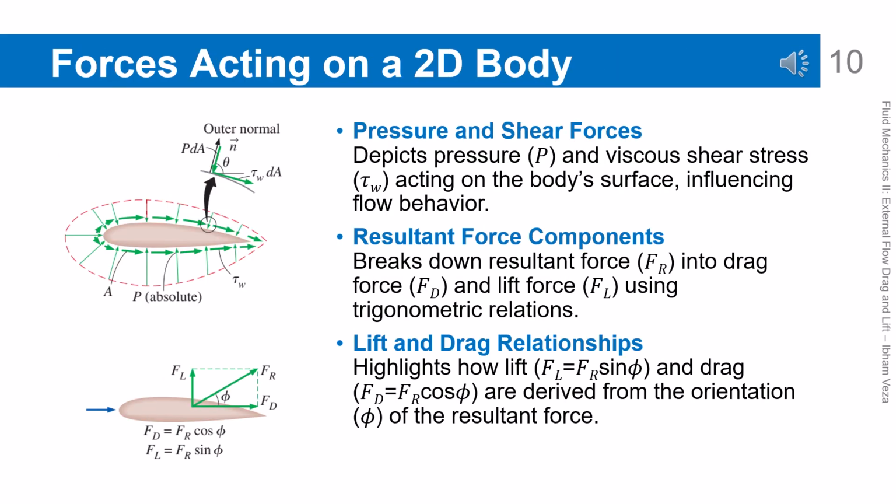Forces acting on a two-dimensional body. The forces acting on a body come from pressure and shear stress on its surface. The resultant of all these forces can be decomposed into drag and lift components. Mathematically, lift equals Fr sin phi, and drag equals Fr cos phi. This definition shows that lift and drag are simply projections of the total force. This understanding forms the basis for all subsequent aerodynamic force analyses.